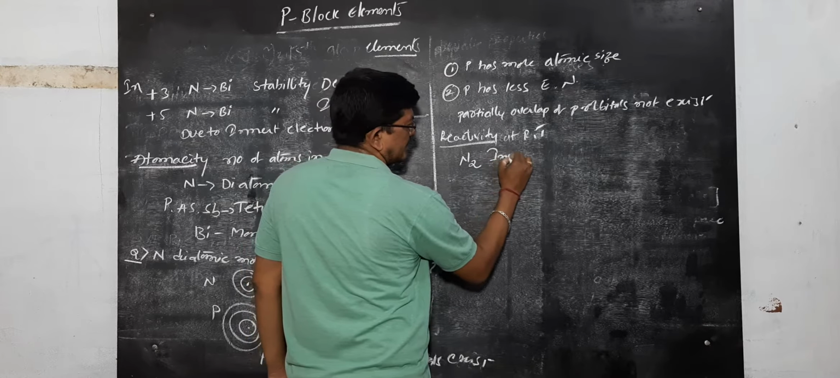To break that bond, we require 945.45 kilojoules per mole of energy. So that's why nitrogen is inert at room temperature. At room temperature, that much energy is not supplied. So nitrogen is inert at room temperature, and all the remaining elements are reactive at room temperature.